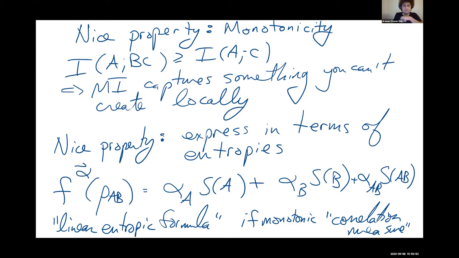One nice property that we're going to focus on a lot in this talk is this monotonicity that mutual information had. Why do I care so much about it? Well, it means that mutual information is capturing something you can't create locally. If you could do some local operation and make mutual information go up, you would say, well, if I can make correlations by just acting on my own, maybe what I'm measuring is not correlations at all. Maybe I can take as a definition of a correlation the stuff you can't make by acting alone. You have to act in some global way in order to generate a correlation. And it also has a nice property that it's expressed as a linear combination of entropies.